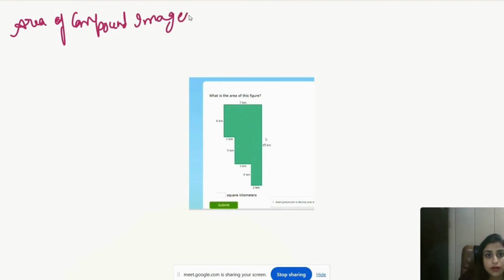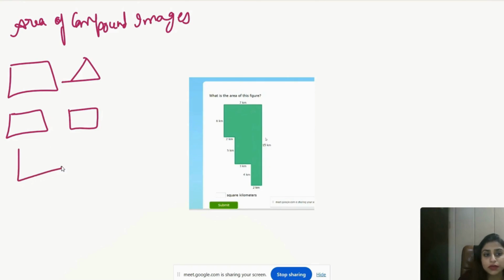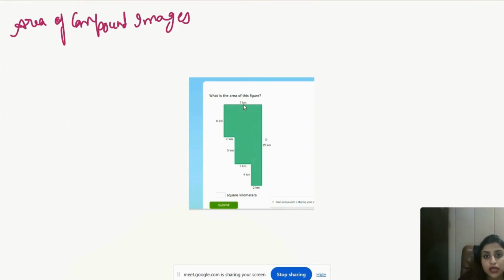If we talk about compound images, it can be a combination of a rectangle or a triangle, maybe a combination of two rectangles, or maybe a combination of a rectangle and a square. This is clear? Okay. So here we have to find the area of this entire figure, right? When we look at this, we can see that it will be taking the shape of a rectangle or a square.